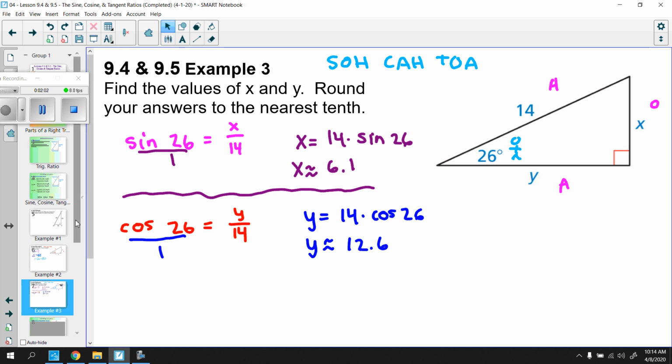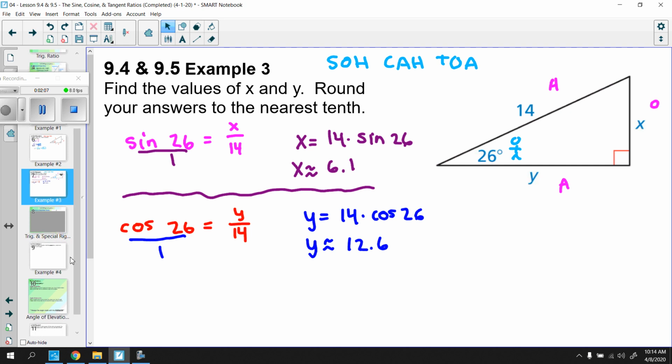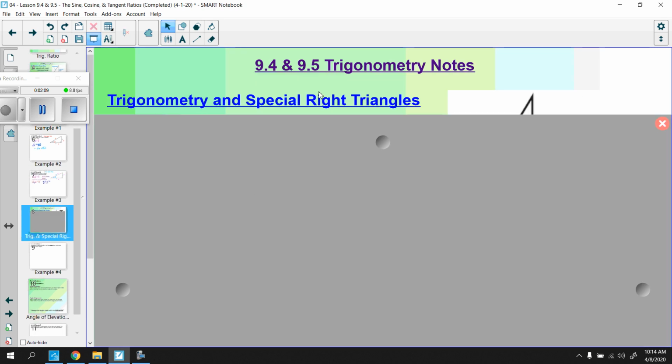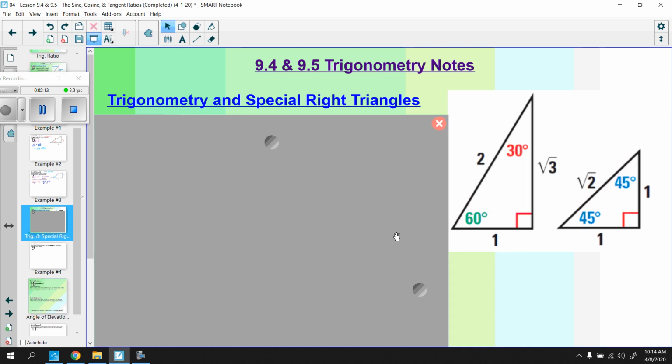Really, the second part is still just building on that. Same idea: sine, cosine, tangent. New for today, part 2, is applying trigonometry to our special right triangles. We had our special right triangles going back to lesson 9.2, our 45, 45, 90, with side length ratios of 1 to 1 to the square root of 2.